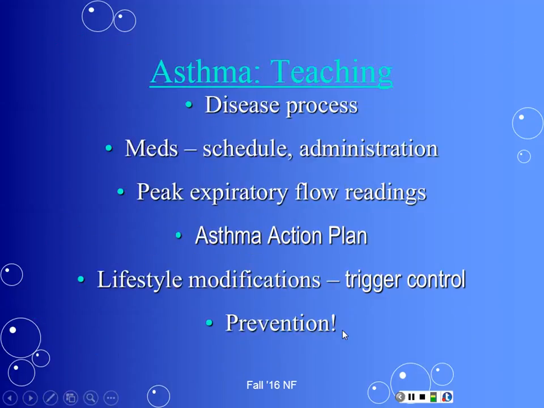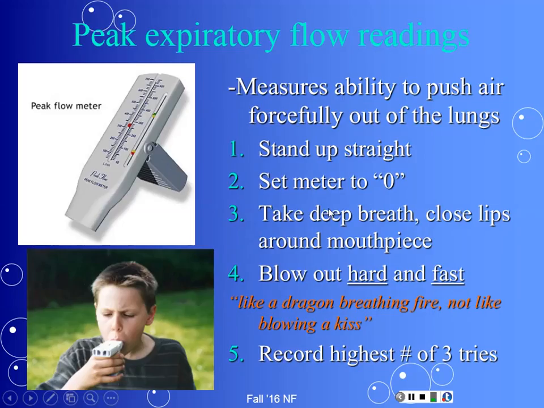Things that you teach with asthma: the whole nature of the chronic state of the disease. You're going to have the remodeling, you're going to have the increased mucus production versus the acute triggers and responses and how to recognize and treat those. The medications, the schedule when they need to be given and how to give them. Peak expiratory flow readings and asthma action plan, we'll talk about those in a minute. Lifestyle modifications like trigger control, and then prevention of asthma exacerbations.